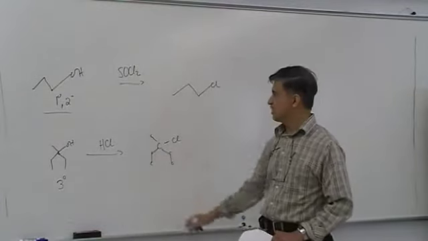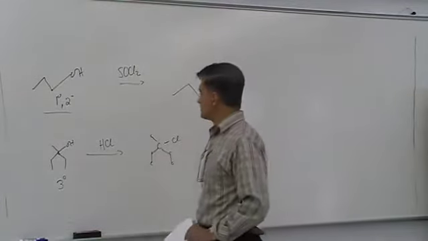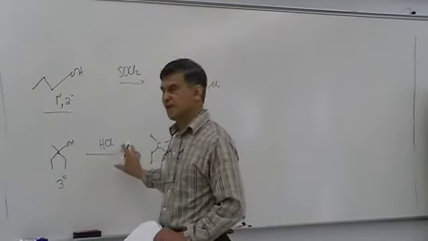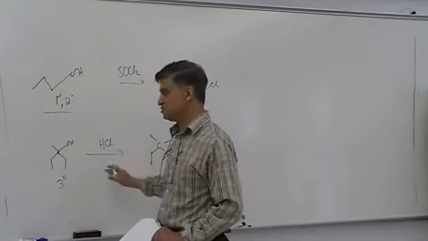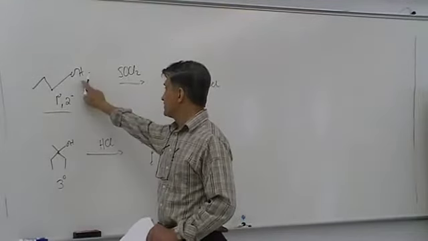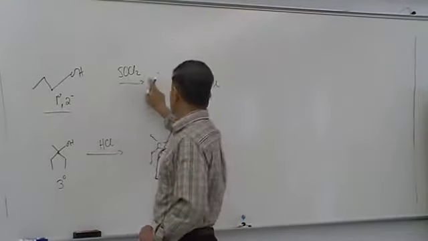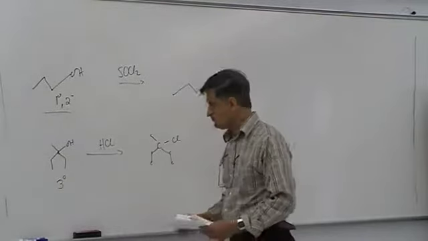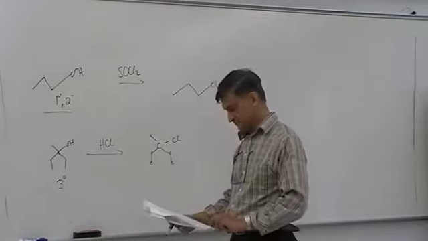So you should know how to convert alcohol to halide. Just keep in mind for 3 degrees it's purely an acid. You're going to add HCl, HBr, HI. For 1 degree, thionyl chloride for chloride, PBr3 for Br, and PI3 for iodine.